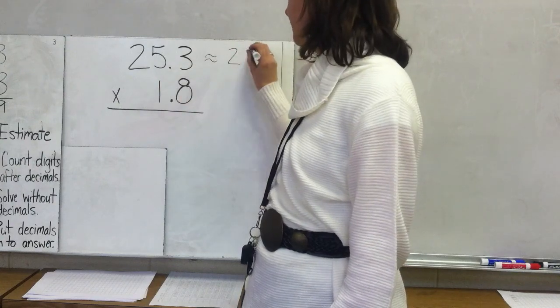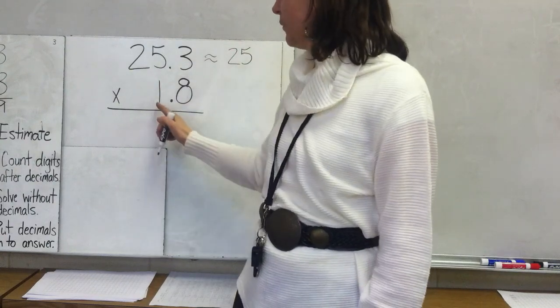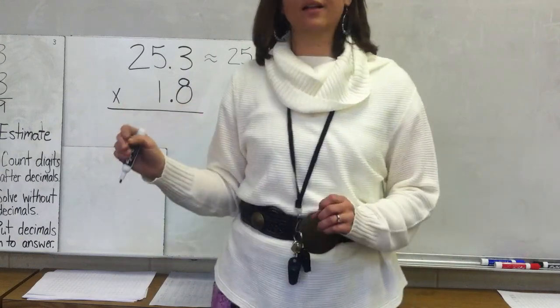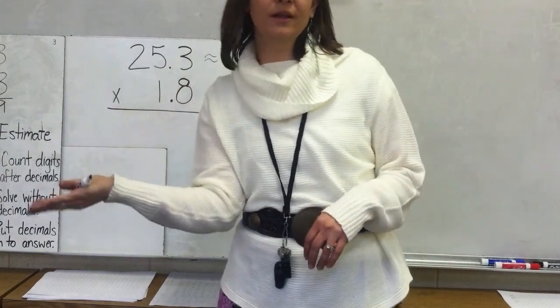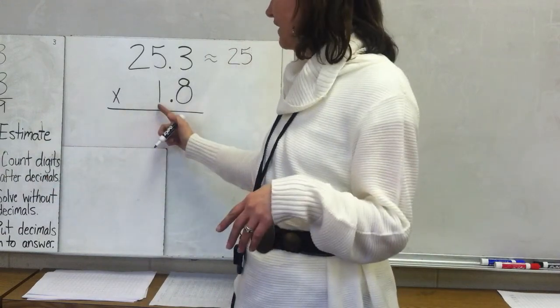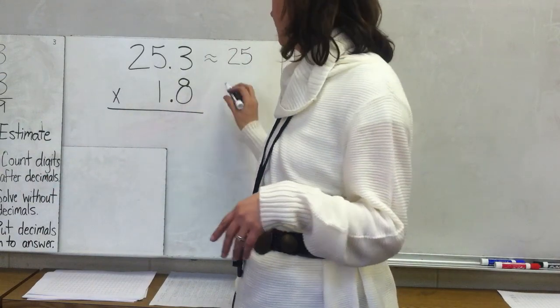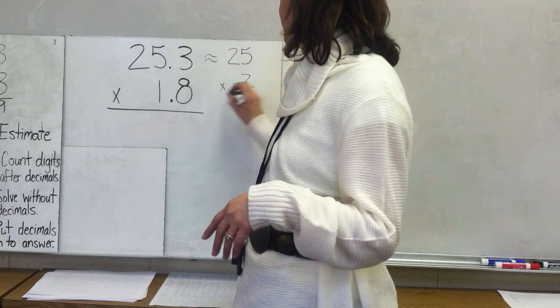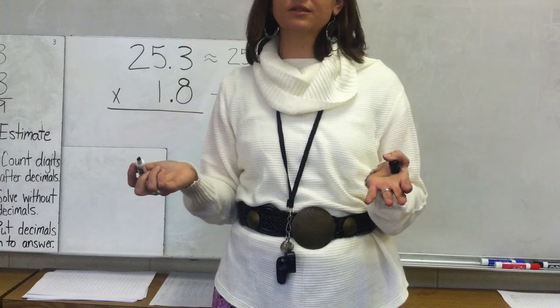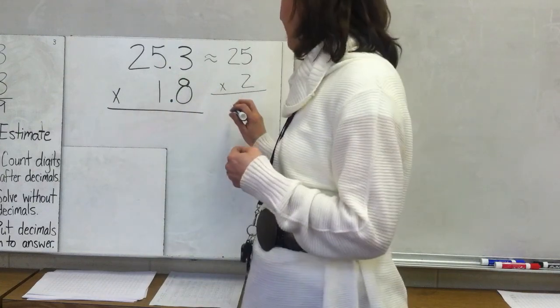So it's about 25. Now we have 1 and 8/10. What whole number is that closest to? Is it closest to 1 or is it closest to 2? Well, hopefully you see that that is closest to 2. So really what we have is 25 times 2. What is 25 times 2? You're right, it's 50.